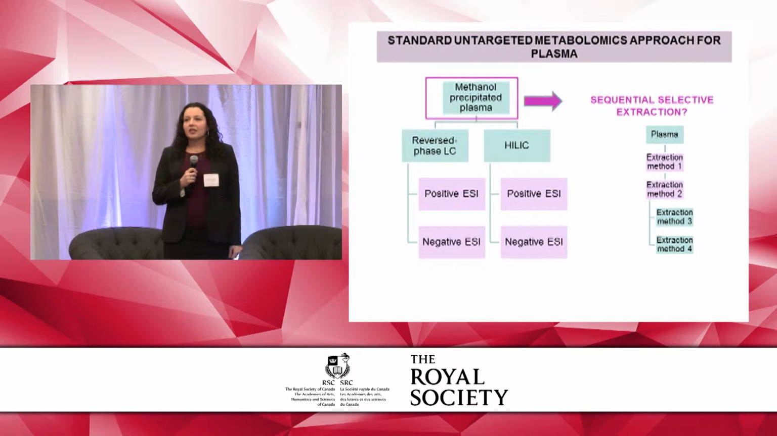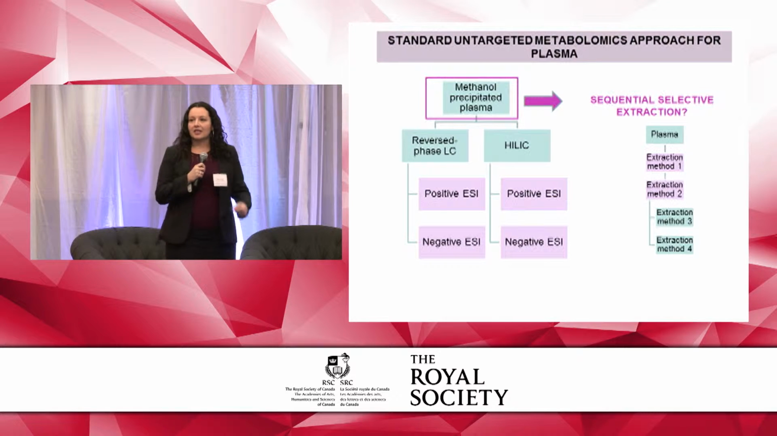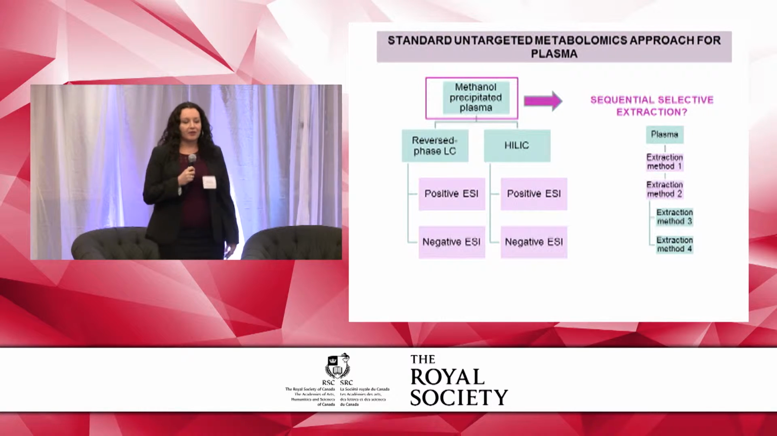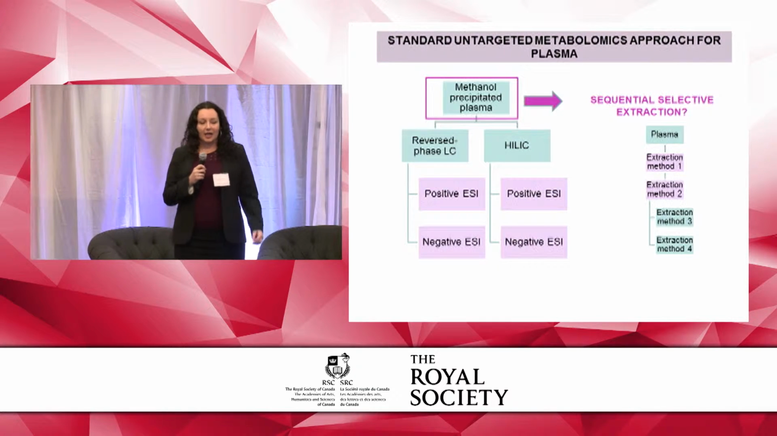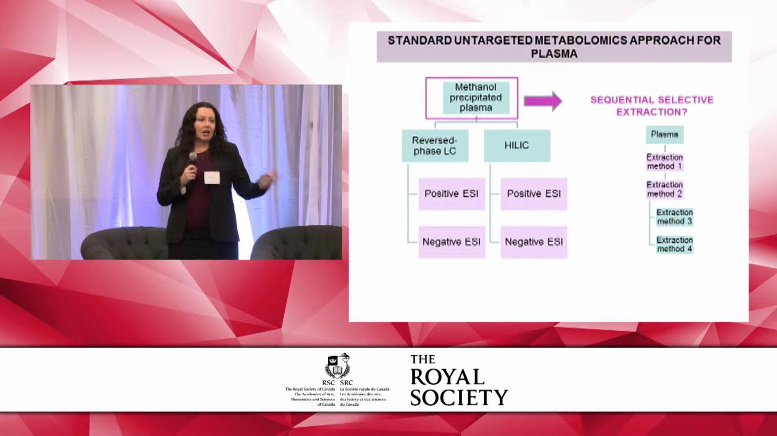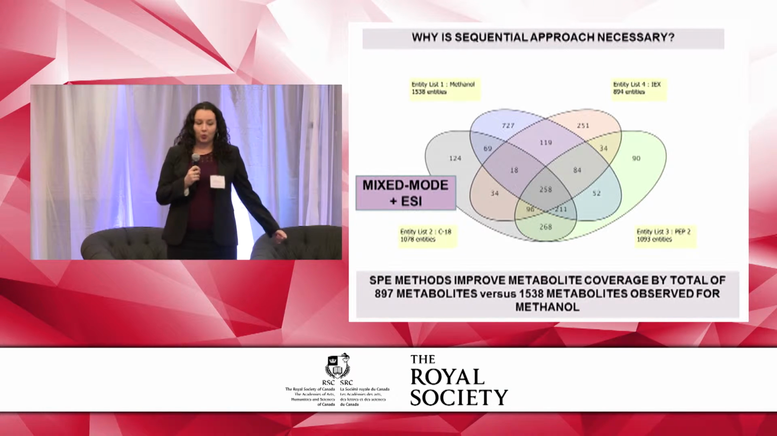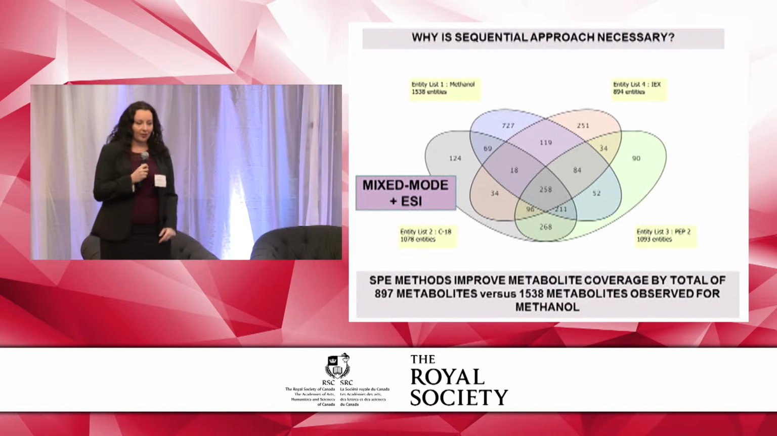So the common method in global metabolomics is to precipitate a plasma sample with methanol and then run it with 4 or 6 different analytical methods. However, this causes a lot of overlap in the analytical results, and the much better approach would be to extract the same sample multiple times to avoid this overlap.